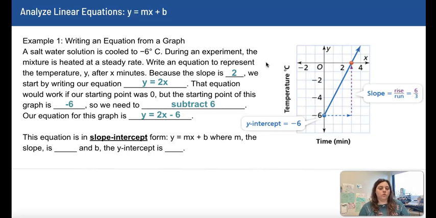This equation is in slope-intercept form. We call it slope-intercept form because we use the slope and we use the y-intercept. It's referred to as y equals mx plus b. In this case, m is the slope like before, and it is 2. And b is the y-intercept, which is -6, which is why we have -6.